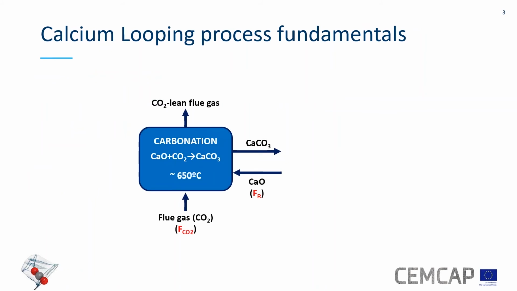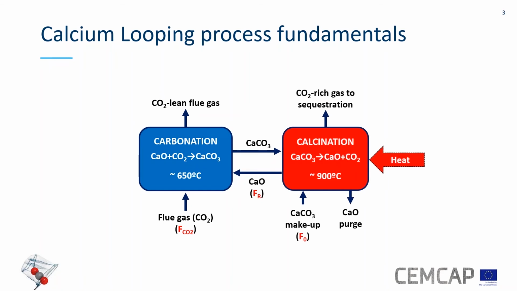So fundamentals on calcium looping, it's a technology which is based on 2 reactors. The first one is a carbonator reactor, which is used to capture the CO2 from flue gases by means of a sorbent based on calcium oxide that reacts with the CO2, forming calcium carbonate that reacts at a relatively high temperature, around 650 degrees C.